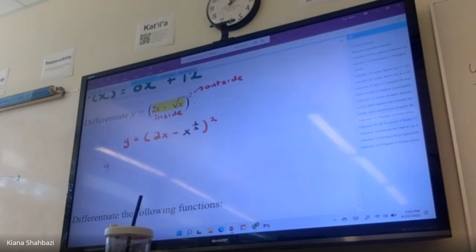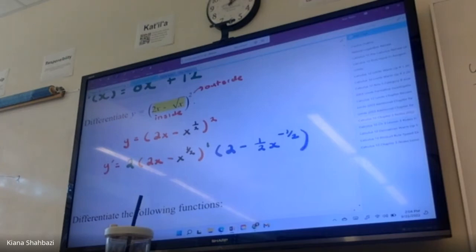Y prime equals 2 times 2x minus... Okay, so 2 times... And what's the power of 1? Is that part okay there? Yeah. Okay, and then what's the root of the inside? Times 2 minus 1 half x to the negative... That's it, you stop there. So this part right here, class, that's the derivative right there, right?